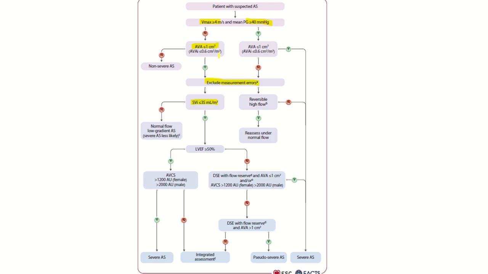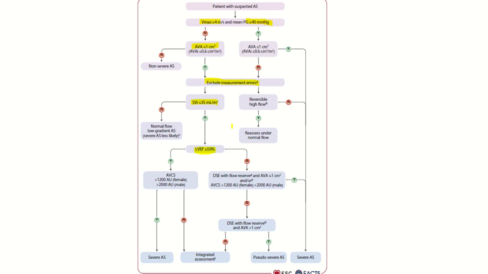So you have a low gradient across the valve, however, you have a low aortic valve area, then you are going to evaluate the forward flow through the stroke volume index. Low stroke volume index mandates evaluating left ventricular ejection fraction. Why this? Because low left ventricular ejection fraction will misinterpret the gradient across the valve. So the gradient is low because the ejection fraction is low. The heart cannot pump this blood across the valve.